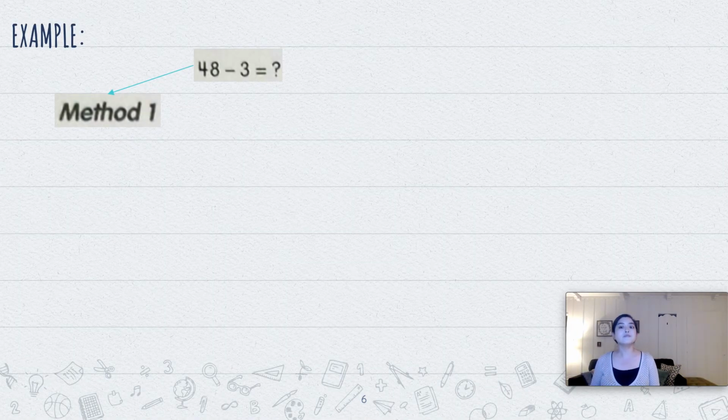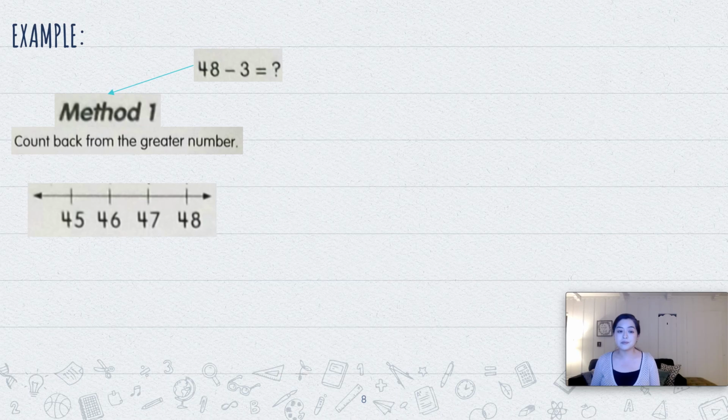Well, method 1 is we can count back from the greater number. Let's look at a number line. We have 45, 46, 47, 48. So we have 48 and 3. Which one is a greater number? 48 is a greater number. So let's count back from the greater number 48 over here.